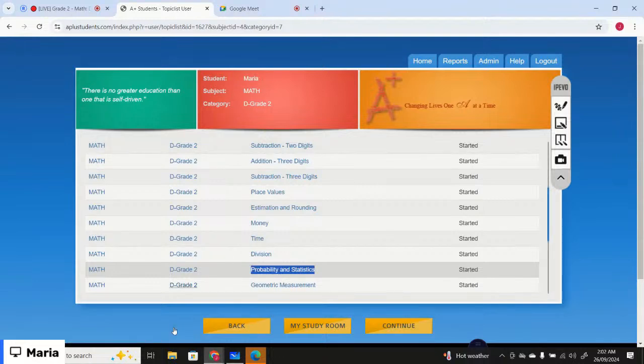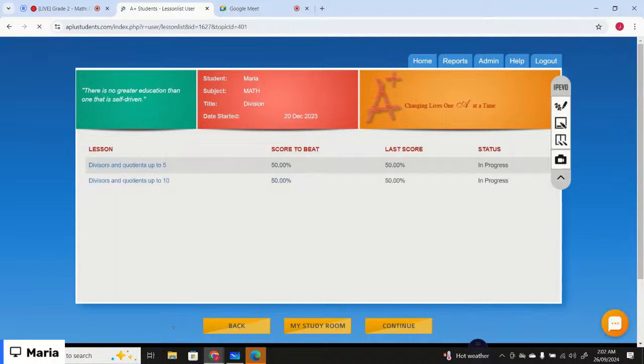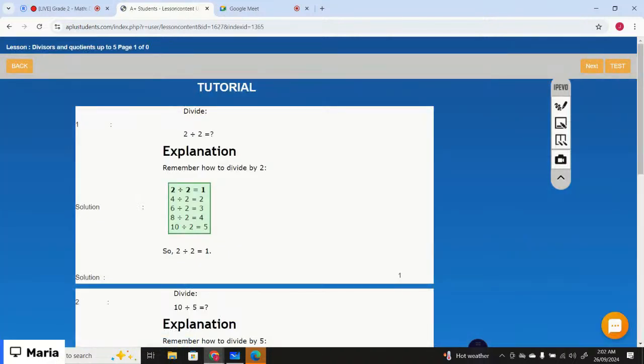Okay, here I am on grade 2 math. Let's just start with the chapter division. Here I am on the chapter division. Let's start with the first lesson, that is divisors and quotients up to 5. Okay, so the first one is divide 2 divided by 2. So basically we are going to learn how to divide 2 by 2.